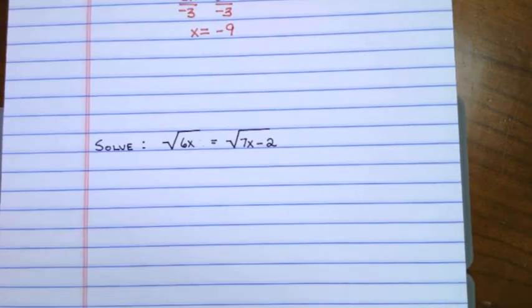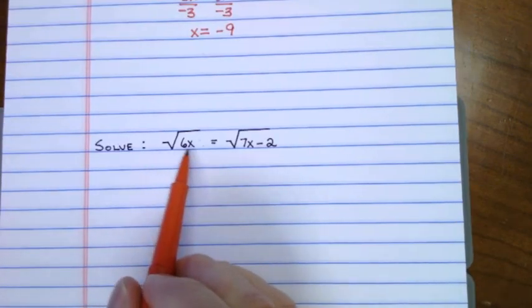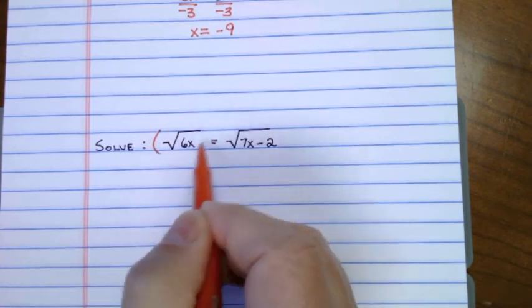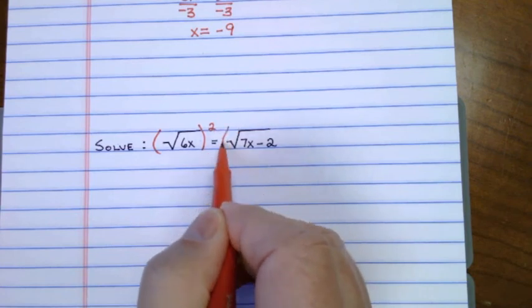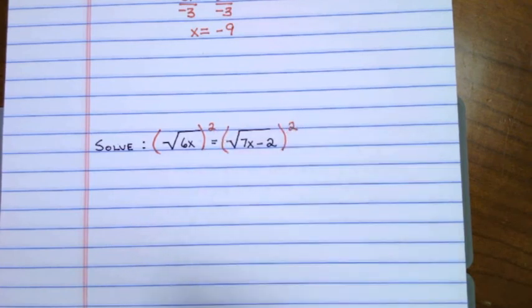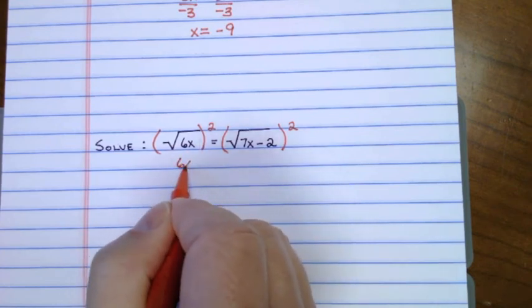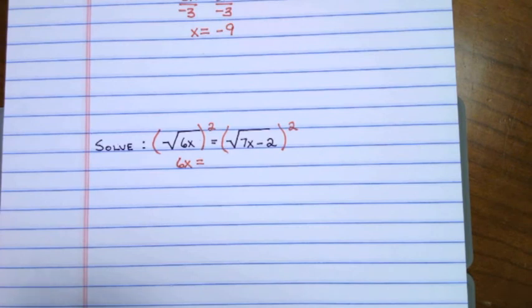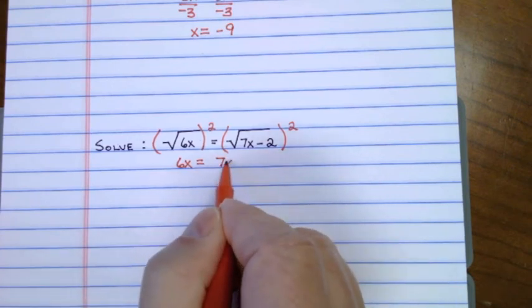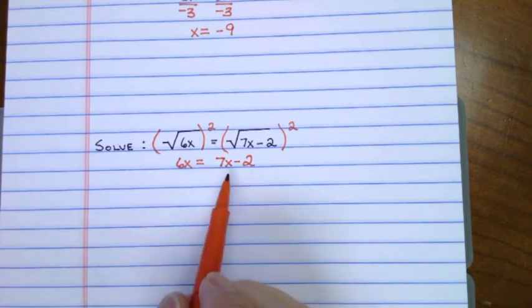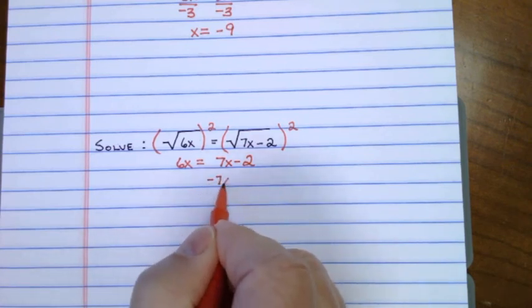So let's try one more like this. I've got a square root symbol on both sides and no numbers on the outside. So let me go ahead and square both of these and get rid of those radical symbols. Squaring it simply gets rid of that radical symbol. I'm left with 6x over here on this side. Squaring it on the other side, I'm left with 7x minus 2. I need to get rid of this x in the wrong spot.